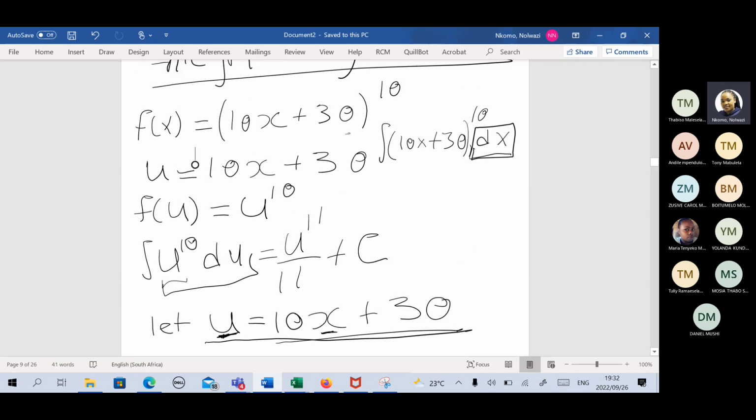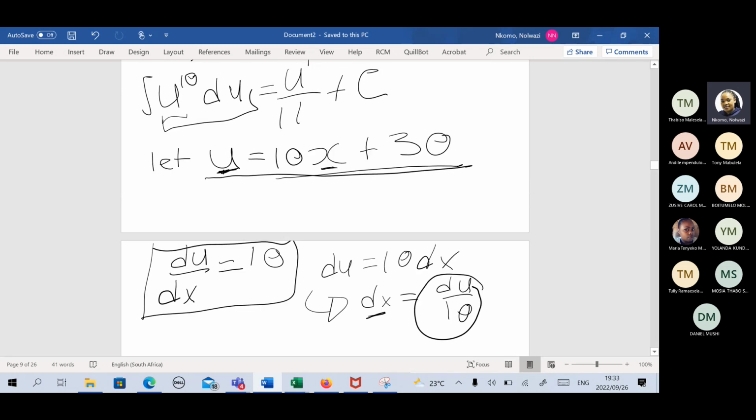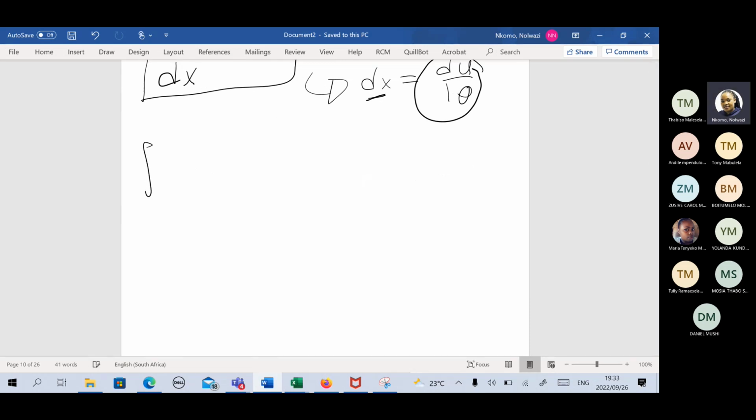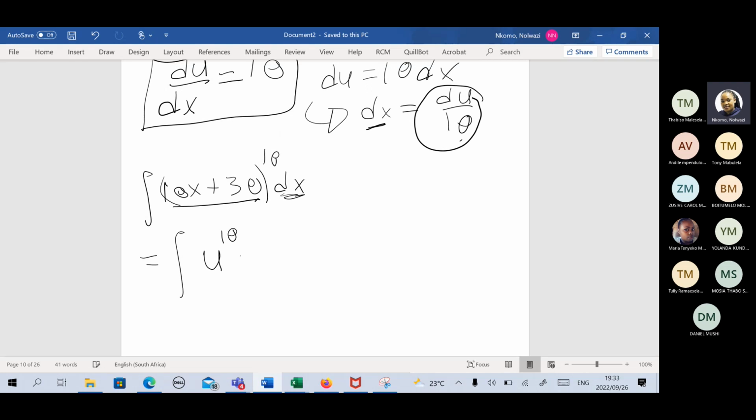So where we see dx, we can't just substitute dx with du without proving that they are equal. And now, after trying to prove if they are equal, we notice that dx is equal to du over 10. So we go back to our equation where we see dx, we'll substitute dx with du over 10, right? Meaning our new integral, okay, initially we have 10x plus 30 to the power 10 dx, and we said this is u, right? So this is u to the power 10, and we said dx is equal to du over 10. So this means our new term would be du over 10.